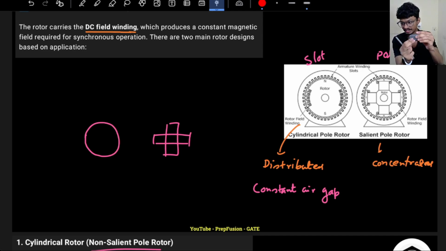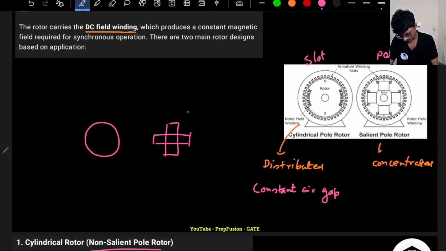There will be a bit of moment of inertia, so there can be inertia here. Due to mechanical problems, I cannot rotate this at a very fast rate. That is the first problem.